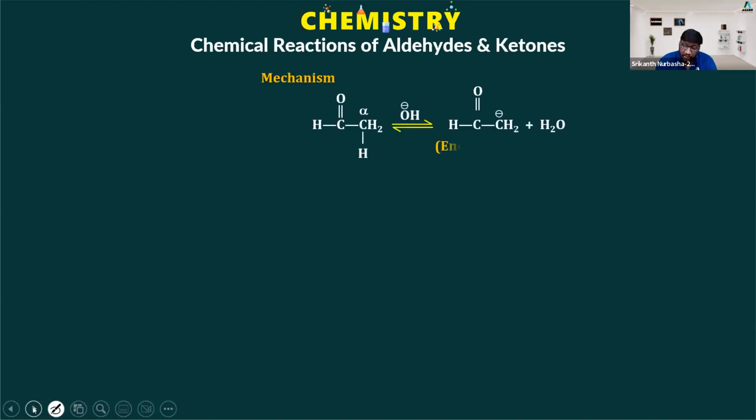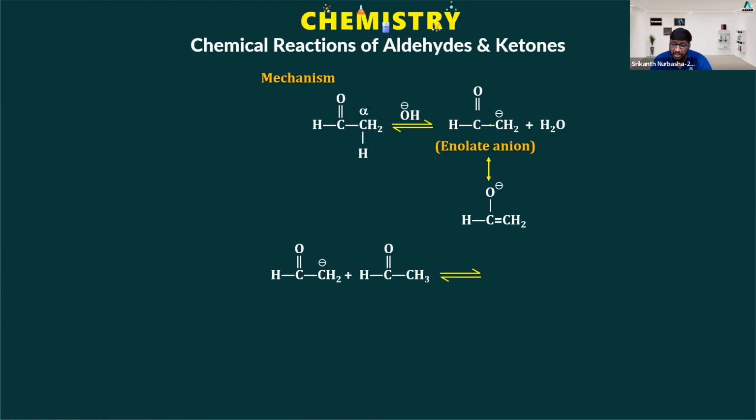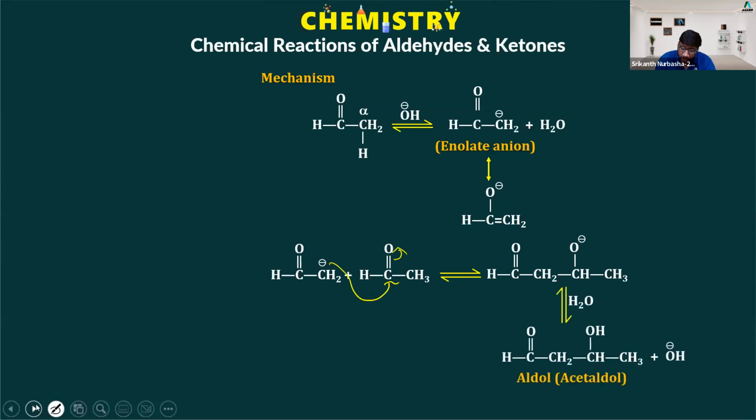The mechanism is simple. Whatever mechanism I'm explaining, the enolate is going to be formed. The CH2 minus of the enolate, HC double bond CH2 minus, is resonance stabilized. The enolate anion attacks the respective carbon, leading to the formation of the respective aldol or acetaldol.